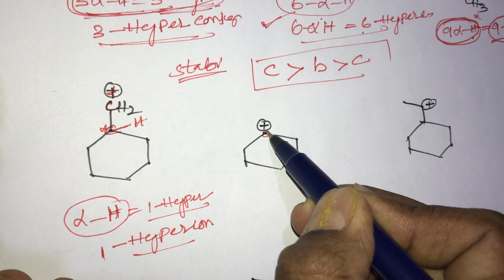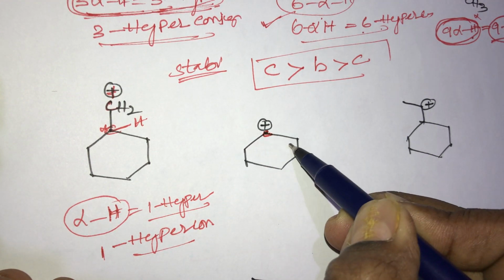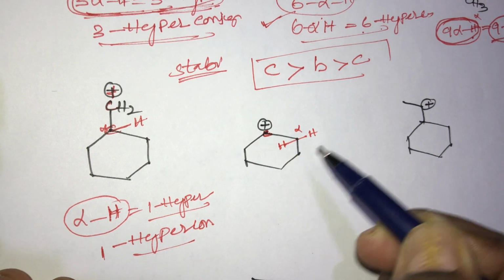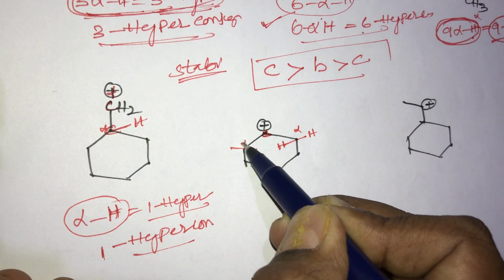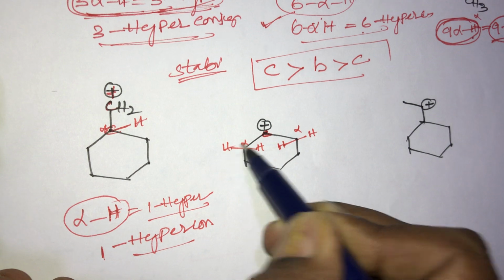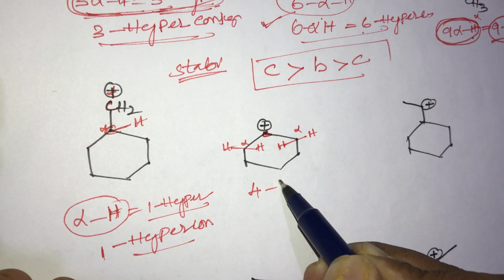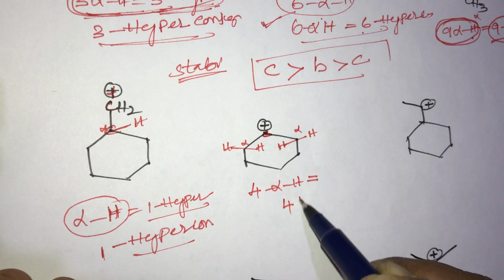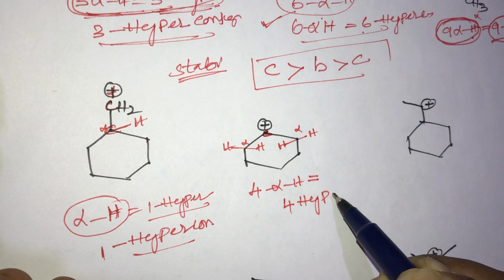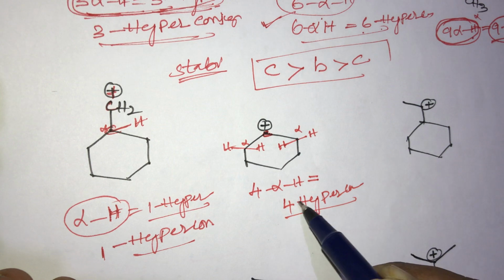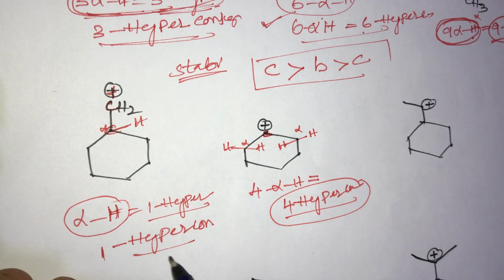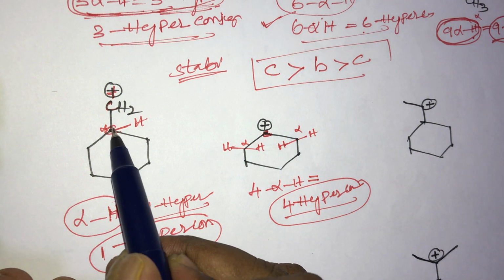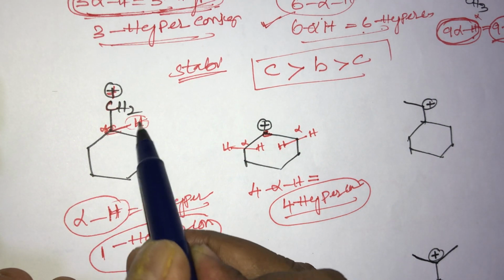What about the second one? This is a secondary carbocation. The carbon beside this secondary carbocation is called the alpha carbon. This alpha carbon has 2 alpha hydrogens. The left side is also an alpha carbon with 2 alpha hydrogens. So in total there are 4 alpha hydrogens, which equal 4 hyperconjugates. The second compound has 4 hyperconjugates, while the first compound has only 1 hyperconjugate because there is only one alpha carbon having only one hydrogen.